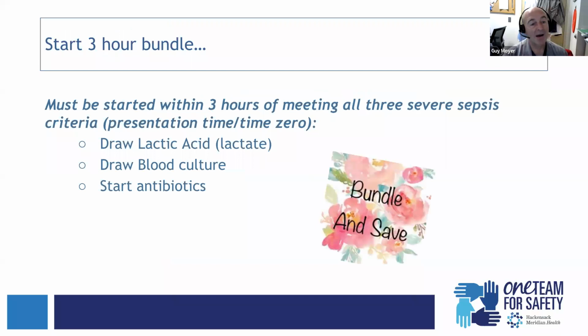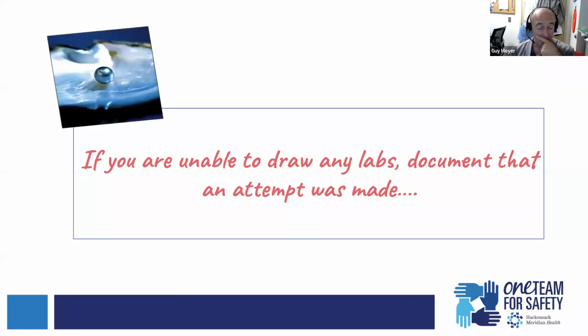So when you're starting your 3-hour bundle, within this 3 hours for severe sepsis criteria, presenting at time 0, you want to make sure that you draw your lactate, your lactic acid. That's gray on ice, no tourniquet. You want to make sure you draw your blood cultures, and you also want to make sure that you start antibiotics. For the most part, if the sepsis is identified in the emergency room, all of these things will be done prior to them arriving to your unit. But if you have a rapid response on your unit, it might be your responsibility to be the one that's drawing these lab values before they're transferred to a higher level of care like the ICU.